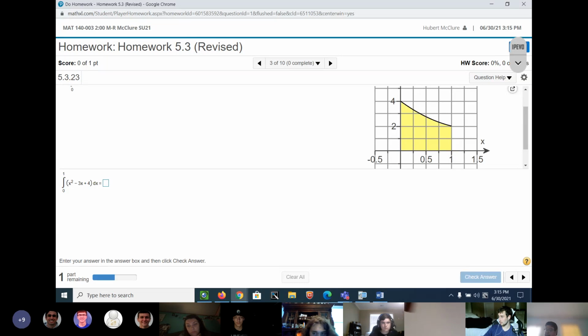Let me get a common denominator. Common denominator would be 6. So 6 here, 6 here, 6 here. 3 will go into 6 2 times. 2 will go into 6 3 times. And 1 will go, there we go, 24. Okay, it does come out. 2 minus 9 is -3/6 plus 24 over 6 is equal to 21 over 6. What's 21 divided by 6?